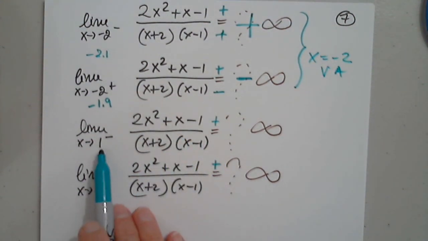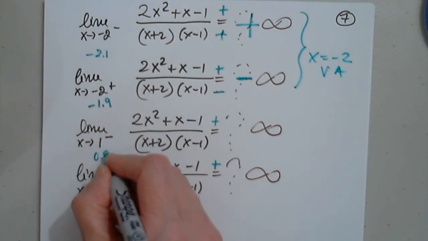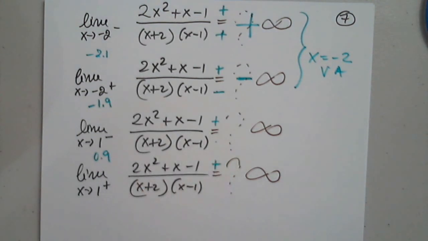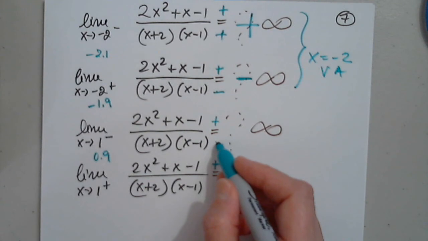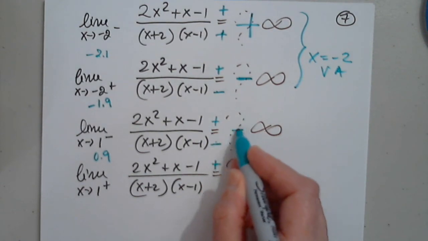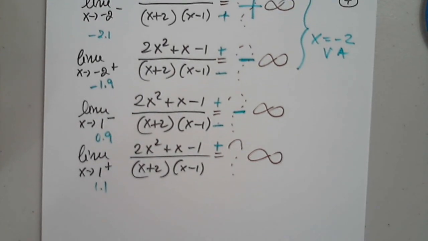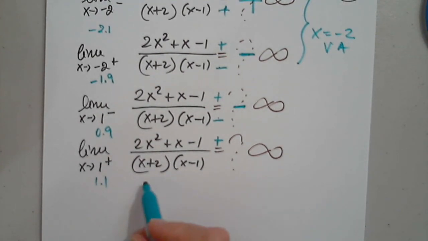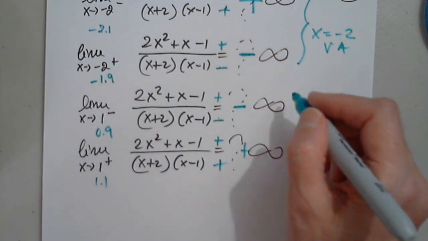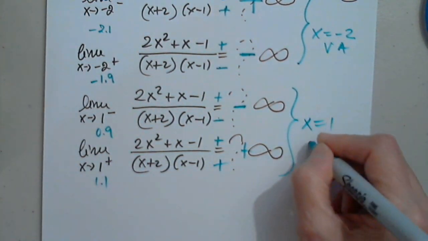Good. 1 from the left, like 0.9. Please plug it in. Just give me the sign. Negative. Negative? And 1.1, something to the right of 1, very close. Just positive. Obviously, x equals 1 is a VA.